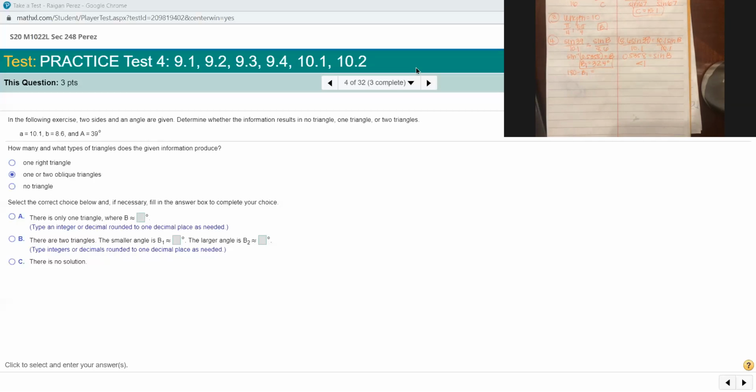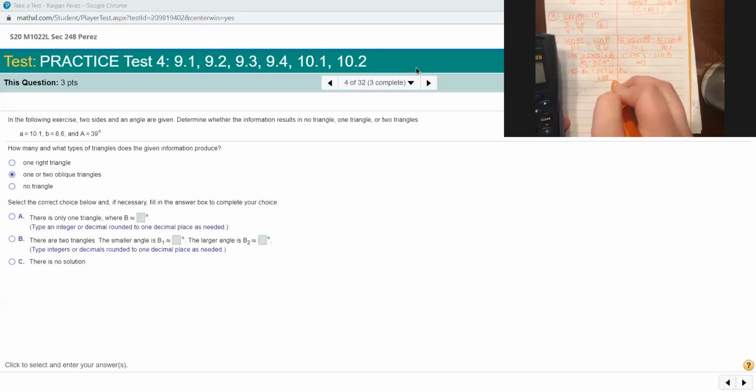So 180 minus 32.4 is 147.6. So if there is a second triangle, this would be B2. How do you know if you have a second triangle? You have to add this plus A, which is 39 degrees in this problem. But this plus 39 is 186.6.